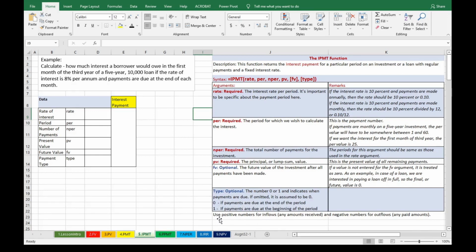Also we need to remember to use positive numbers for inflows, that is any amounts received, and negative numbers for outflows, that is any amounts paid. So let's take an example here.